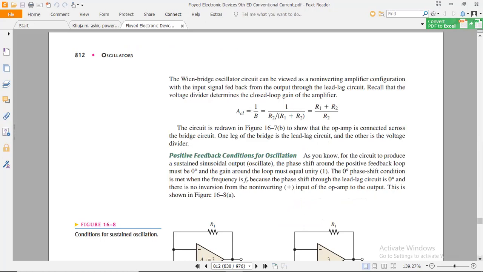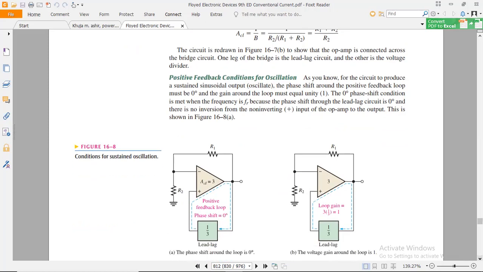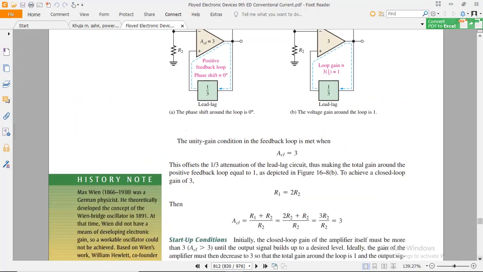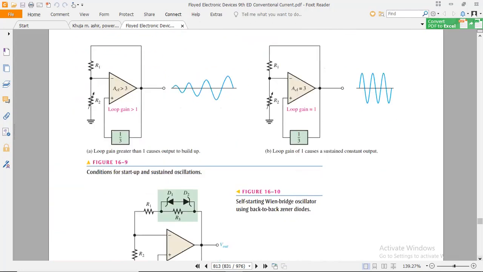Now this is the working principle and the formula that we have to make by this concept. The positive feedback conditions for oscillation can be formed this way, and it is simple and self-explanatory, so I'm not wasting my time here explaining these basic concepts. After this, we can also see this to get the output.